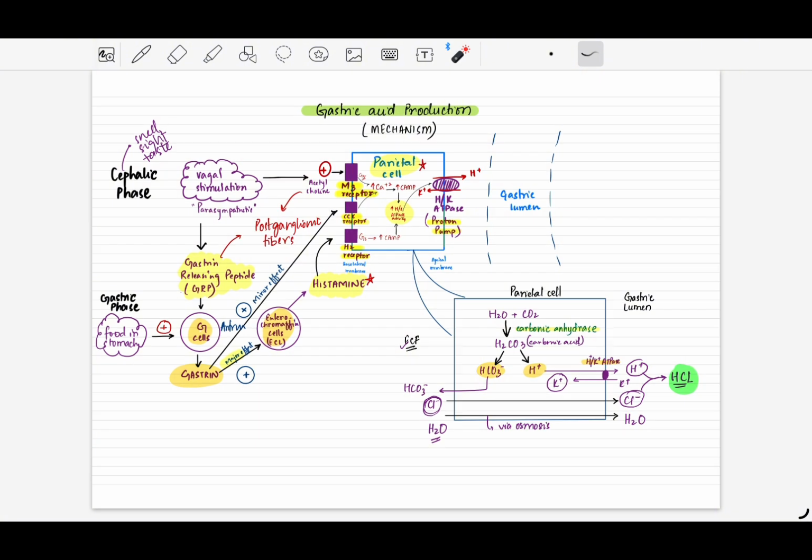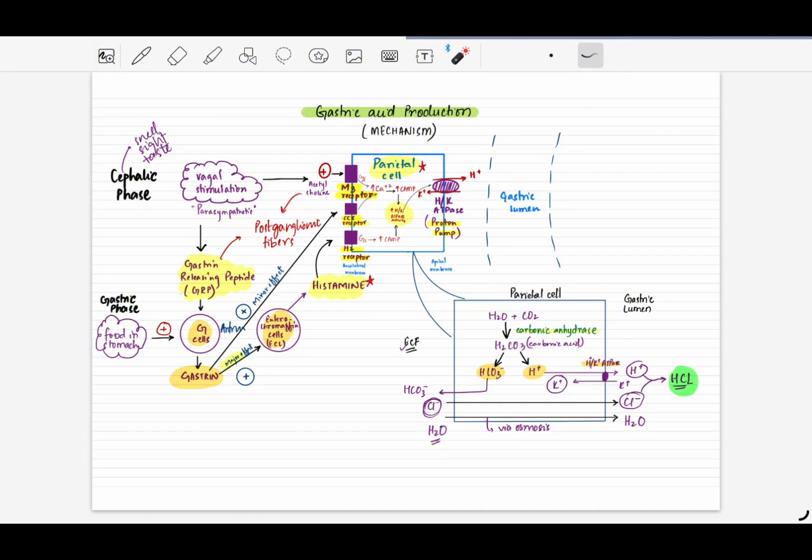I hope this clears the concept. It is a little tricky to understand, but I've tried my best to make it a little easier. This was all regarding the physiology of the stomach. Now that's it regarding this video. We discussed the histology and the physiology of the stomach.